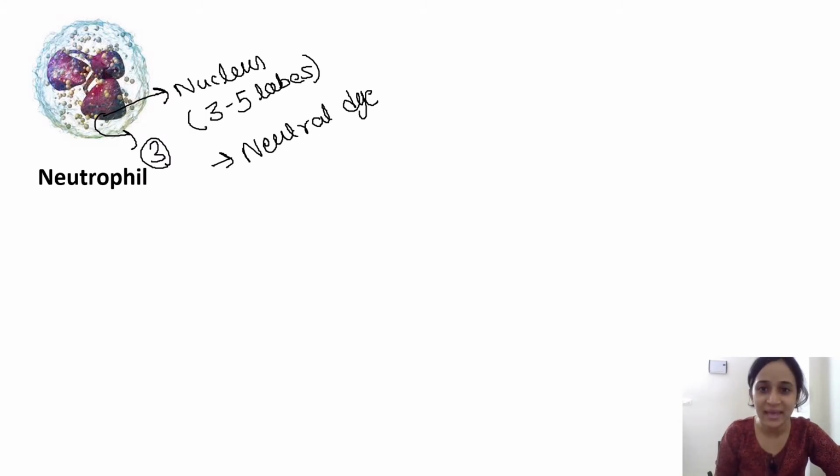Now it makes 60 to 70% of the whole WBC. We have different WBC, different leukocyte cells, and among them, 60 to 70% are neutrophils. So they are the most abundant leukocyte in the blood.